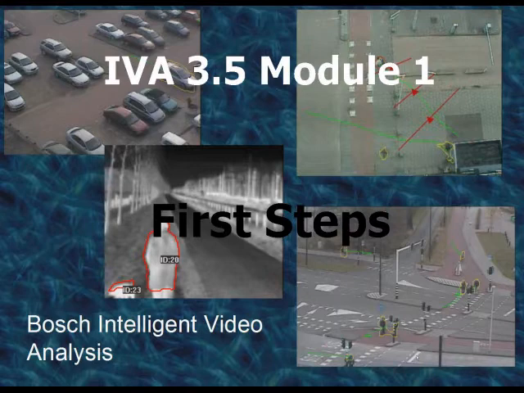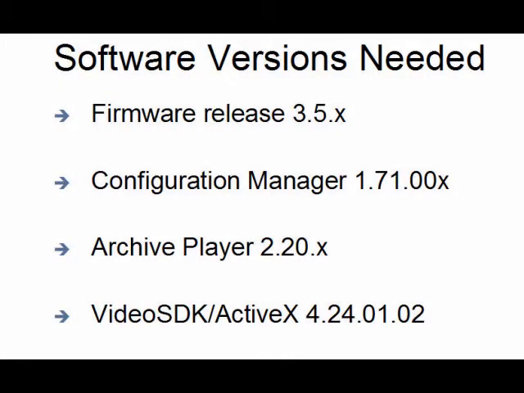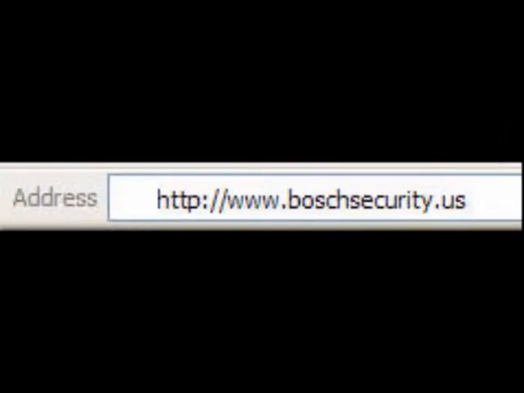The first are the basic software prerequisites. Your Bosch encoder or IP camera should have firmware release 3.5 or greater. You should have downloaded Configuration Manager 1.7.1 or greater. If forensic search is needed, you'll need Archive Player 2.20 or greater, and you should have the Video SDK 4.24 or higher. All of these can be downloaded from the Bosch website, www.boschsecurity.us. Go to the Download Library.